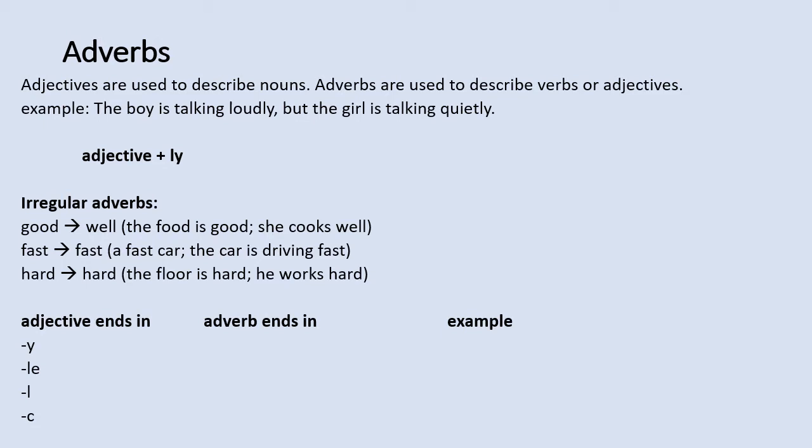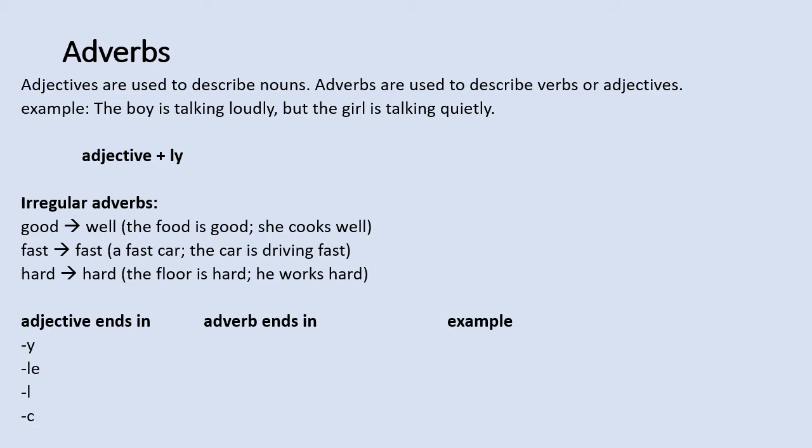A similar thing happens with the adjectives fast and hard. Both of them don't change when you make an adverb out of them. So you can have a fast car, or you can say the car is driving fast. Same thing with a hard floor, the floor is hard. Or he works hard when describing the way he works.